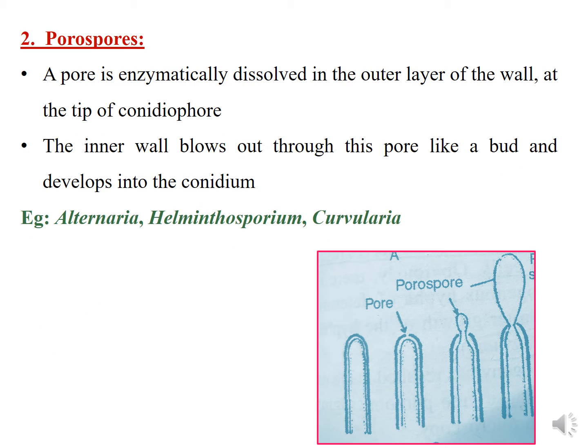Coming to the second one, porospores, the name itself indicates that pore-like structures are formed. A pore is enzymatically dissolved in the outer layer of the wall at the tip of the conidiophore. Here you can see the outer wall is enzymatically dissolved to form the pore-like structure, and the inner wall comes out to form the porospore. After that, a constriction is formed to separate this porospore from the remaining conidiogenous cells or conidiophores. We can see this type of porospore in Alternaria, Helminthosporium and Curvularia.